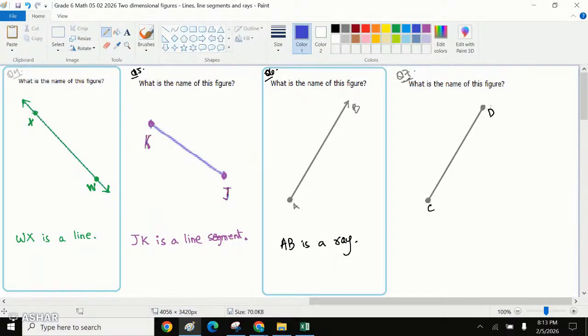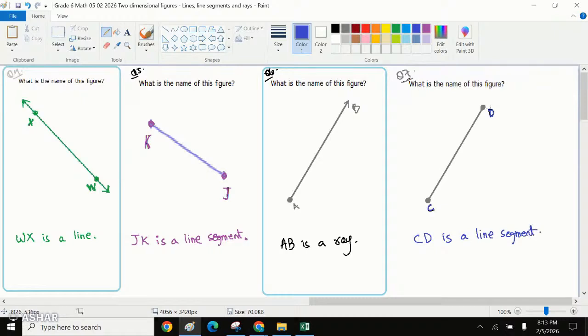Similarly, if you move ahead, we look at CD. CD, we know that it's a fixed distance between 2 points. And whenever we say it's a fixed distance, we say CD is a line, right? Yes, line segment.